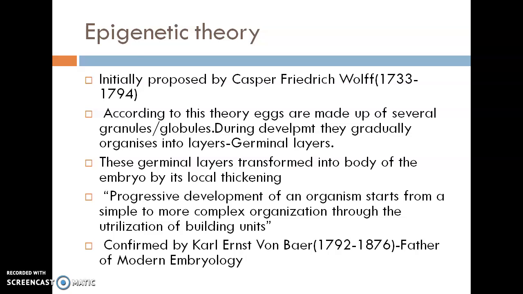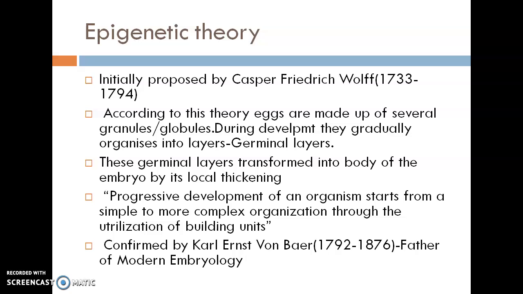From these three germ layers, they are transformed into the body of the embryo by means of local thickening. Different kinds of thickening happen in these three important layers, and it develops into the final embryo or final organism. So we can say that this is a progressive development of an organism, from a simple to a more complex organization through the utilization of these building units. This epigenetic theory, proposed by Caspar Friedrich Wolff, was confirmed by another scientist, Karl Ernst von Baer, who is known as the father of modern embryology.